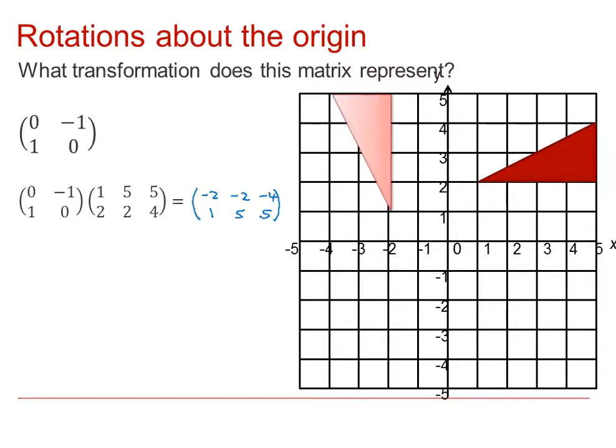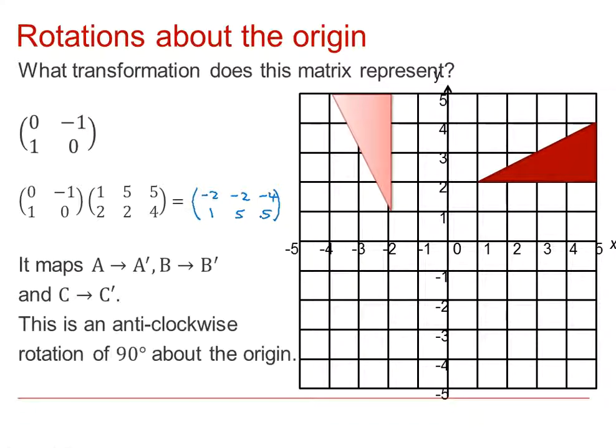So there's the image. So the point A is mapped to A dash, B to B dash, C to C dash, and this matrix represents an anti-clockwise rotation of 90 degrees about the origin.